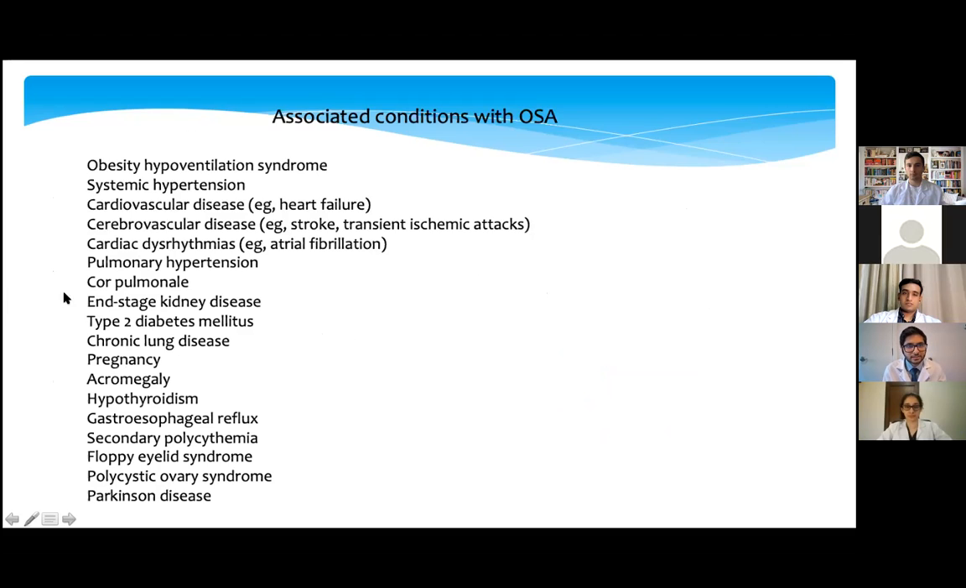So this is just a list of associated conditions. As you can see, it is associated with so many medical conditions. It would be present in anybody's clinic, I guess. And thus, I feel it is so important to keep obstructive sleep apnea in mind, especially when dealing with elderly patients. And if the patient is not dealing well with multiple conditions, you should obviously look into obstructive sleep apnea and treat it. So the conditions would be systemic hypertension, cardiovascular disease, end-stage kidney disease, lung disease, pregnancy, hypothyroidism, even Parkinson's. As you can see, it is associated with a lot of conditions.